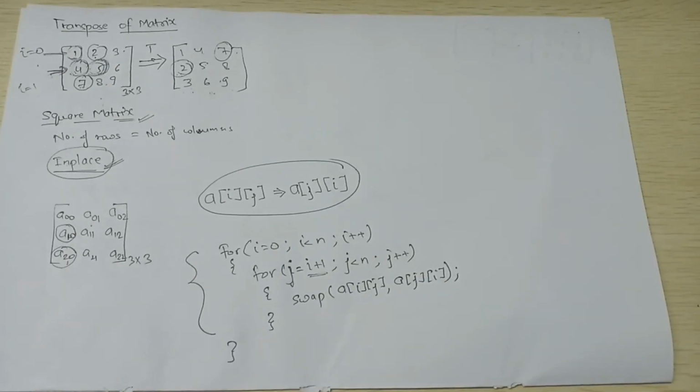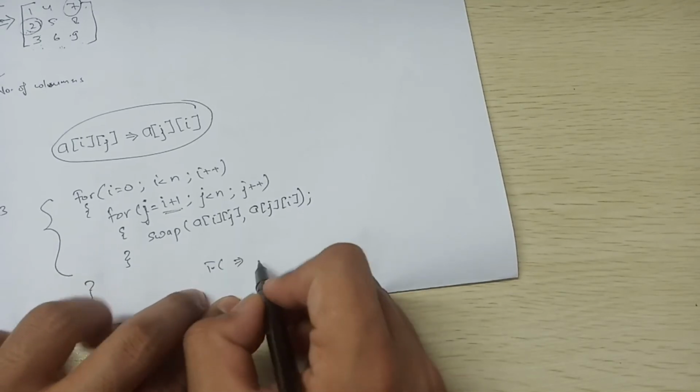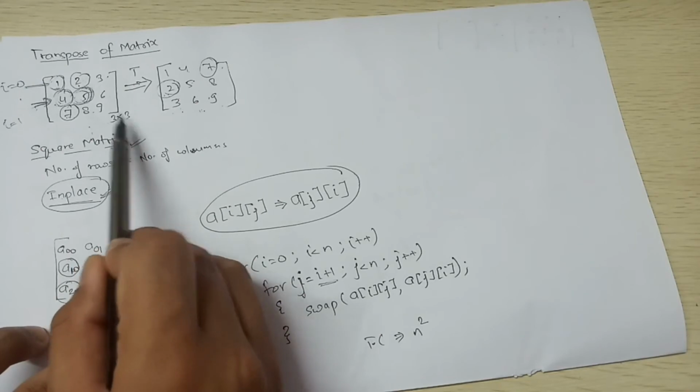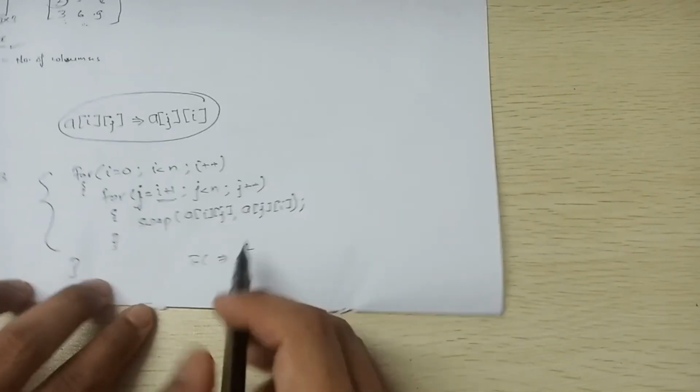Now this is the solution for the square matrix. And let's see the time complexity. If you talk about time complexity, the number of elements in the square matrix is n square. So this is a square matrix of 3 cross 3. The number of elements is 9, 3 multiplied by 3, or 3 square, so n square.